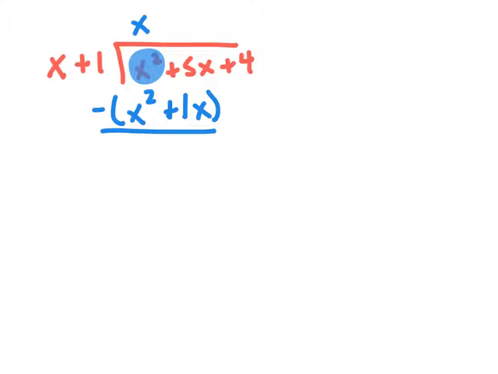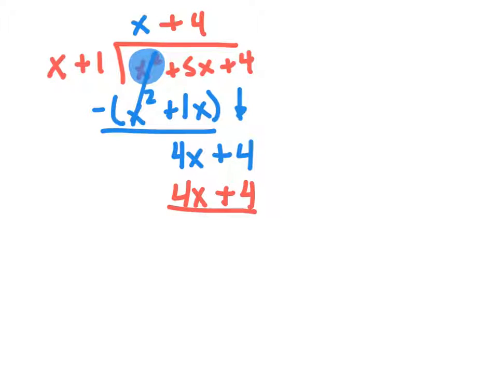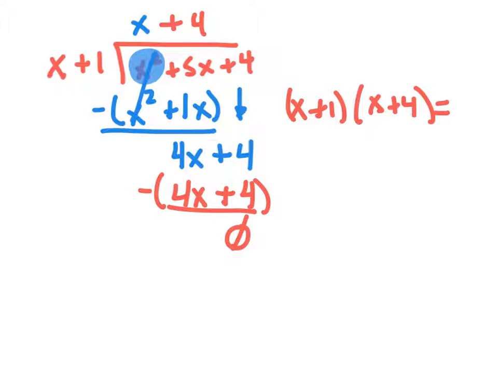So the reason we did this is these guys cancel nicely. And 5x minus 1x is 4x. Then we bring down the 4. And we say, how many times does x go into 4x? Well, that's just simply 4. And 4 times x is 4x. And then 4 times 1 zeroes it out, because when you subtract, it zeroes it out. So what we just found out is that x plus 1 and x plus 4, those two things together, make this guy right here.